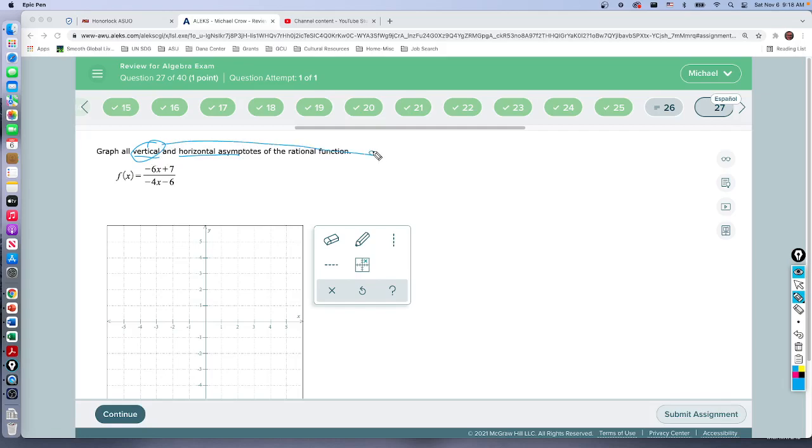So we'll start with the vertical. That's going to be when negative 4x minus 6, so we're just taking that bottom part, the denominator, and setting it equal to 0. Now since this is not quadratic, it's linear, we can just get x by itself by adding 6 to both sides. So negative 4x equals 6, and then we divide by negative 4. That gives us that x equals negative 6/4, which reduces to negative 3 halves. 2 goes into both of these.